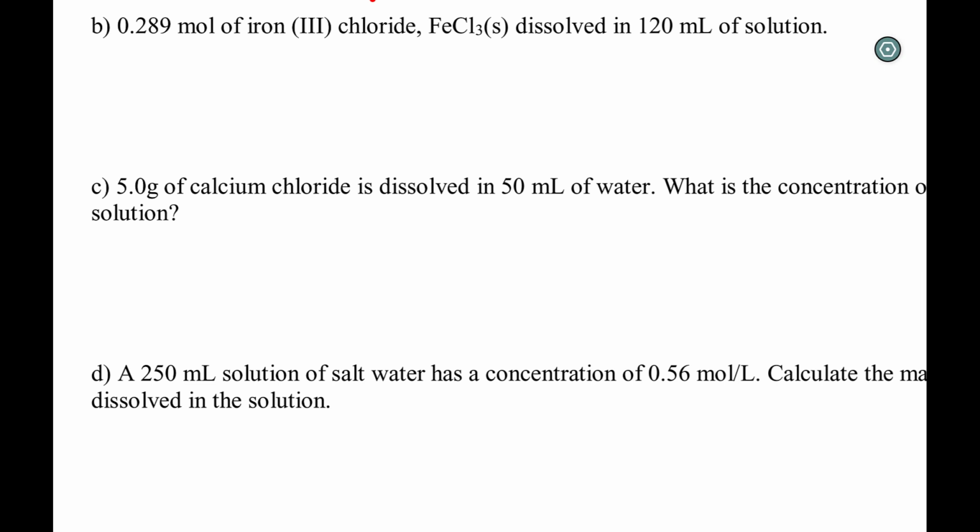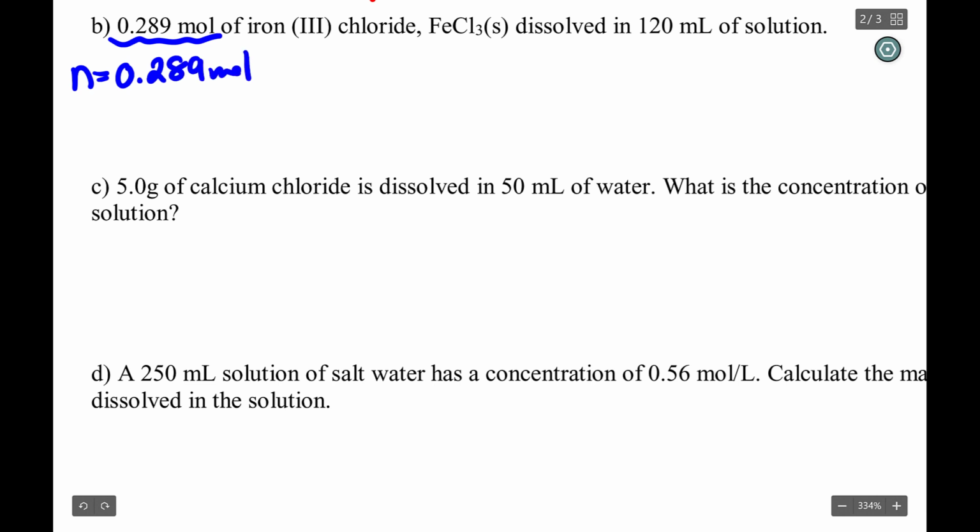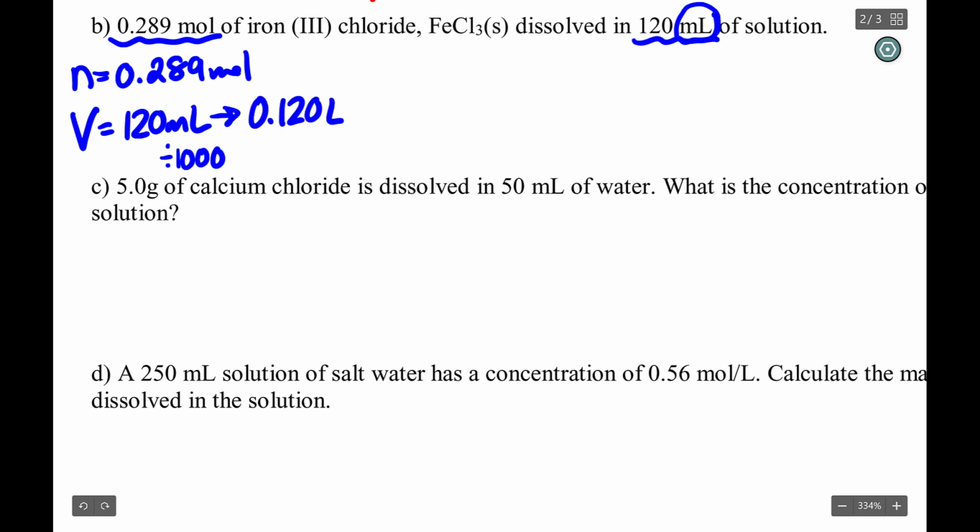Okay, so for B, it's talking about iron 3 chloride, and they have given us the number of moles. So I have 0.289 moles of iron 3 chloride, and it's dissolved in 120 milliliters of solution. Now the milliliters immediately jump out at me. This is the incorrect unit for the use of C is equal to n over V. I need to convert this into liters. So my volume is 120 milliliters, but I have to convert that to liters. In order to do that, I would divide by 1,000. So this would be 0.120 liters.